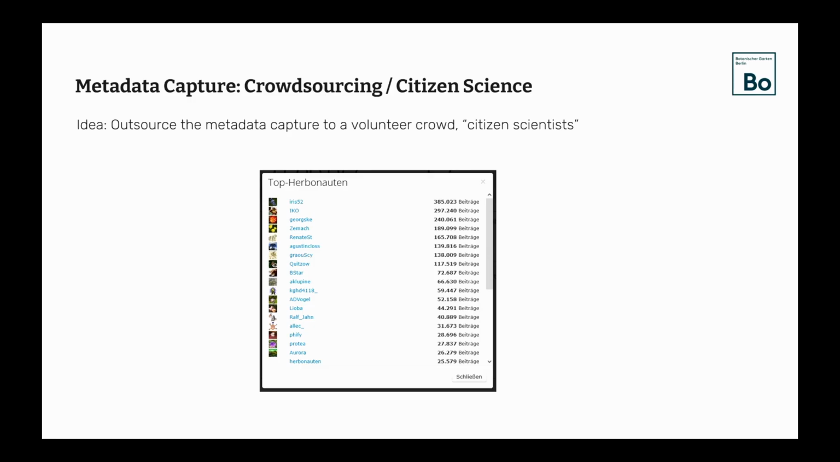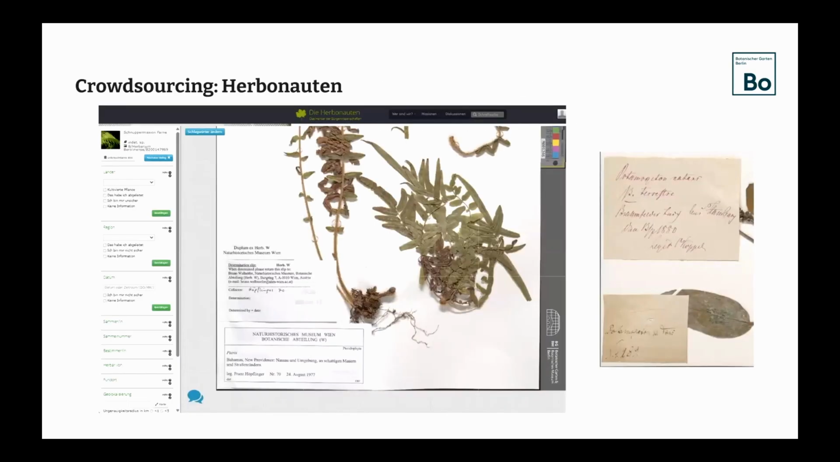So they transcribed 380,000 locality texts or identification results, scientific names. That's quite a lot. And this is how the Herbonauts website looks. On the right, you have those specimens to be transcribed, and on the left, you have an entry form for all the elements of the labels, and people look at the labels and put into the forms the elements they can find.